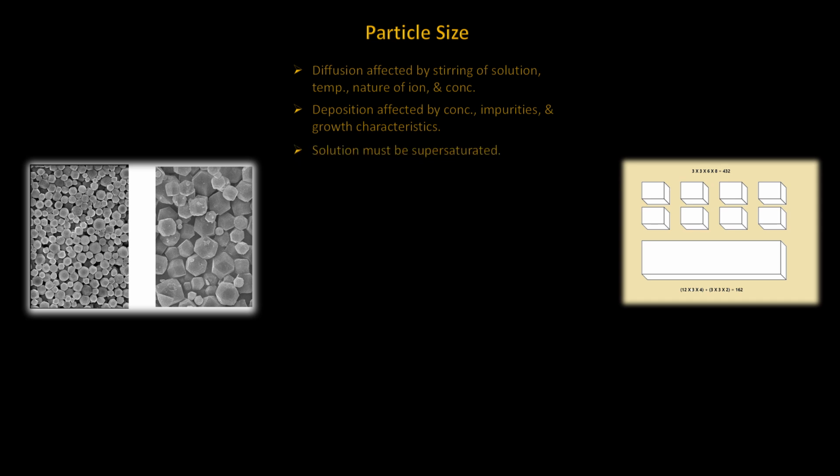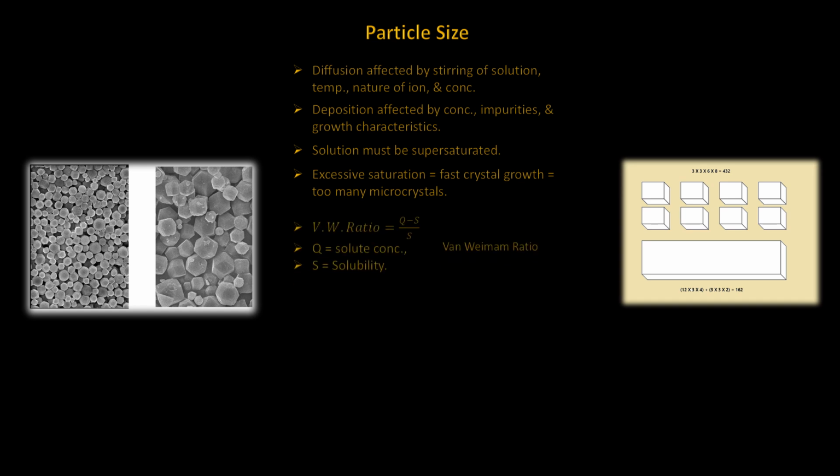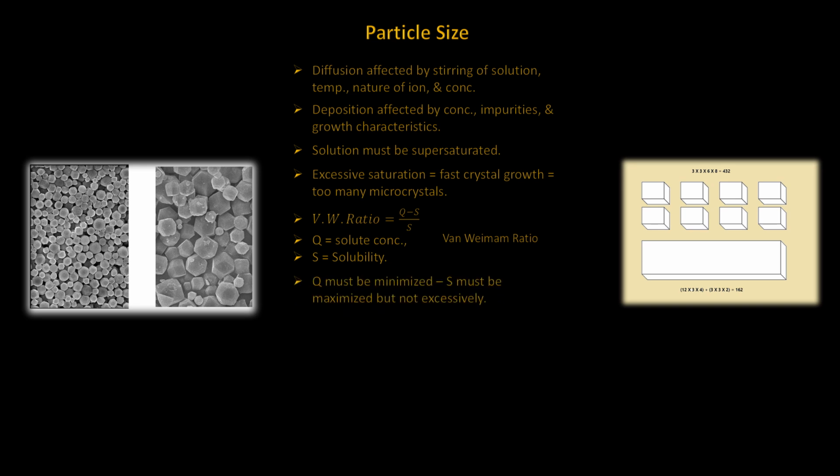The solution must be saturated with a common ion. However, if the common ion is oversaturating the solution, crystal growth will be excessive, and the solution will contain too many microcrystals and therefore loss of measurable analyte. Now Weimarn came up with a ratio that correlates the precipitate with concentration and solubility. In order to minimize the nuclei concentration and microcrystallization, Q must be minimized. However, the solubility must be maximized, but not excessively.